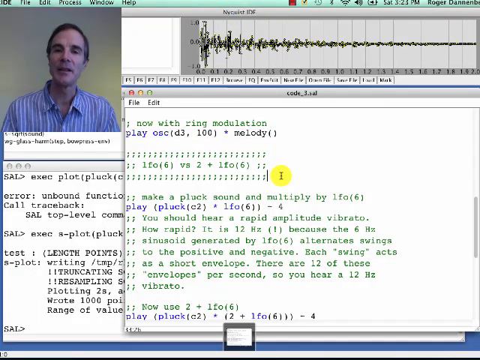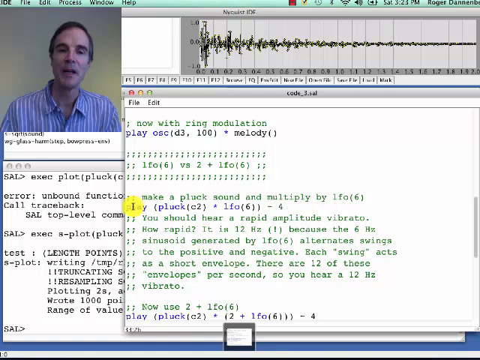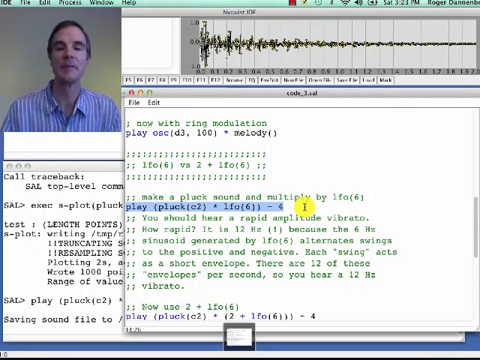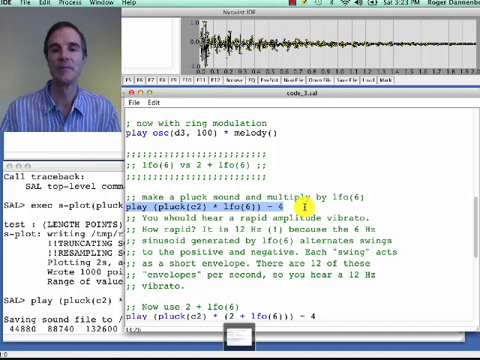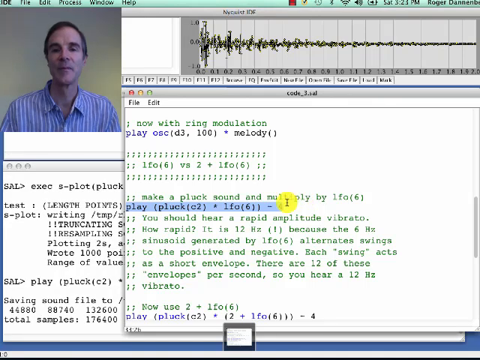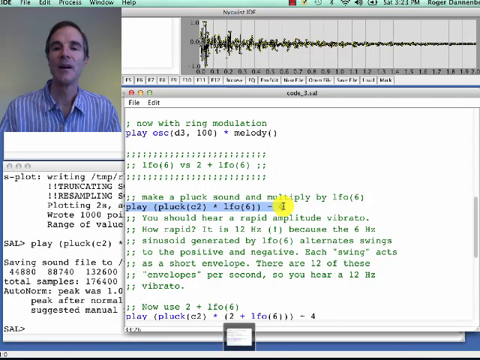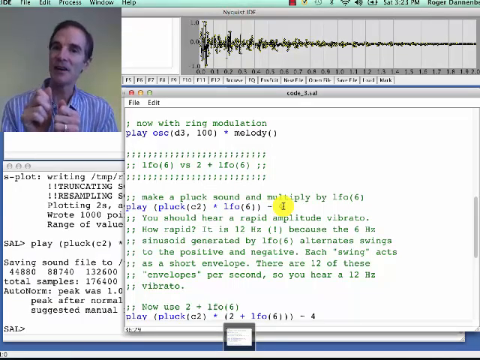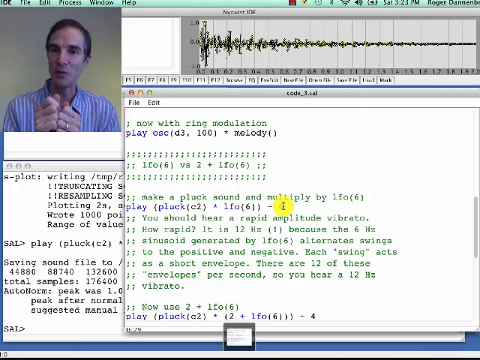Let's look now at amplitude modulation by low frequency sine waves. Here's an example where we take a plucked sound and multiply it by an LFO, which is a low frequency oscillator, with a frequency of 6. Okay, now the pulses that you hear are actually not occurring at 6 hertz, they're occurring at 12 hertz.